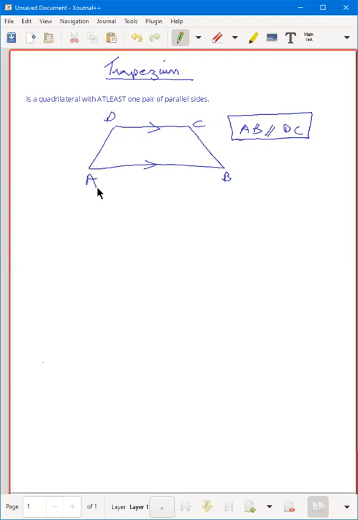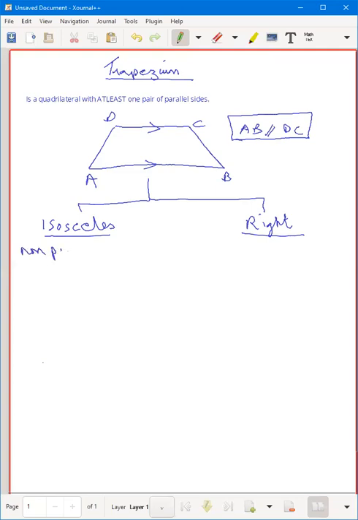Okay. Now there are two types of trapeziums. One, we have an isosceles trapezium, and the other is a right trapezium. An isosceles trapezium is one in which the non-parallel sides are equal. It's called an isosceles trapezium. Okay, so the non-parallel sides are equal.